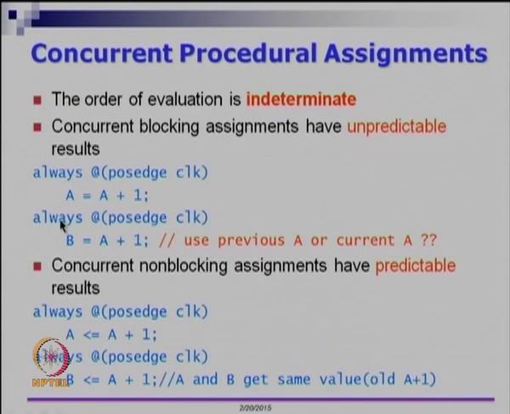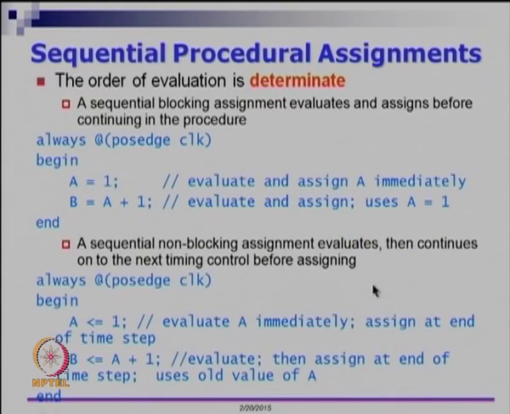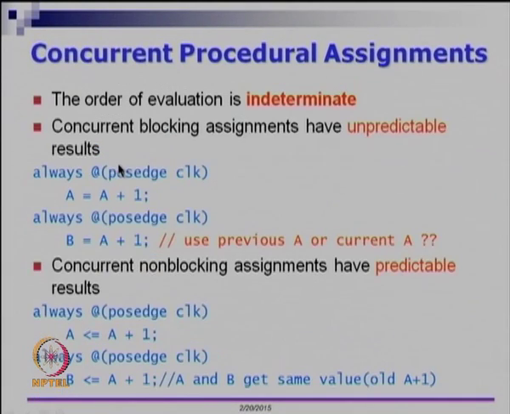Let us look at concurrent procedural assignments. In the sequential assignment I have two assignments that are still within a single block, right, within a single always block. Now we are going to reason about what is going to happen across multiple always blocks. Remember, one always block here is supposed to model some circuit, this is also supposed to model some circuit. If I have a statement like A equals A plus 1 within one always block and B equals A plus 1 in another always block, let us see what the meaning of this is, right.